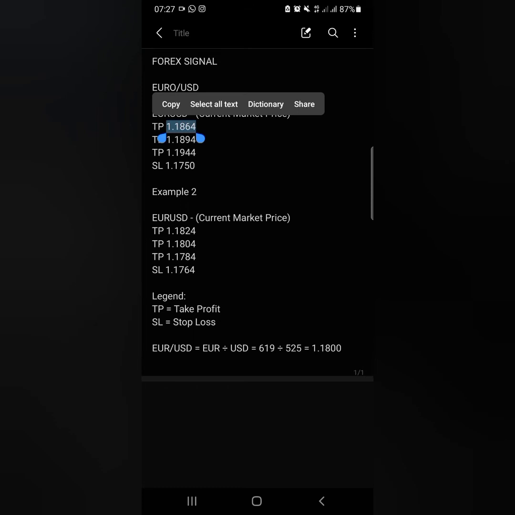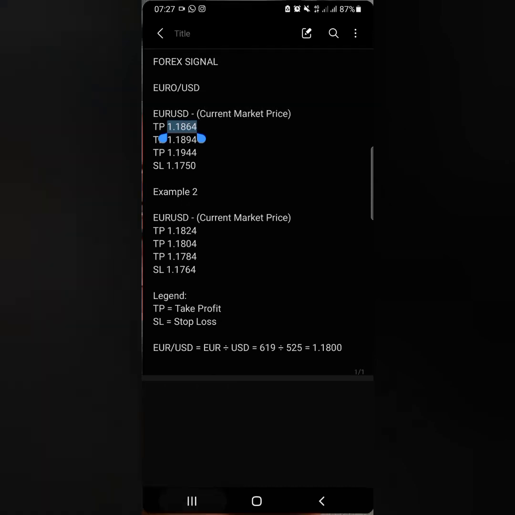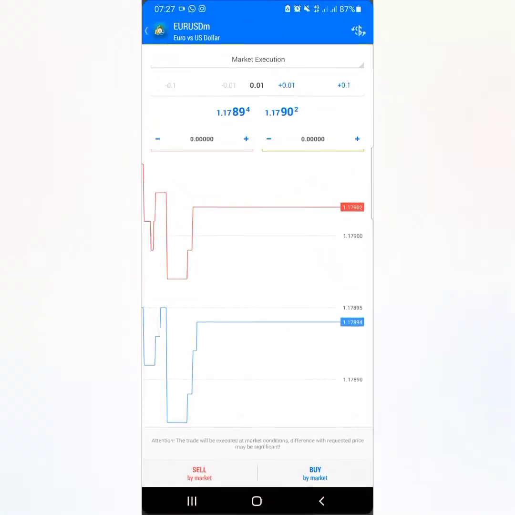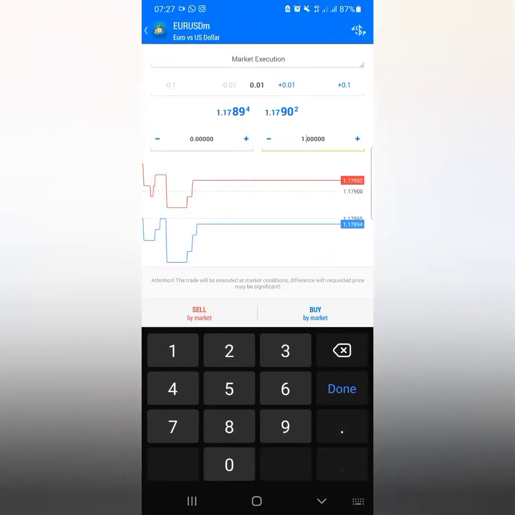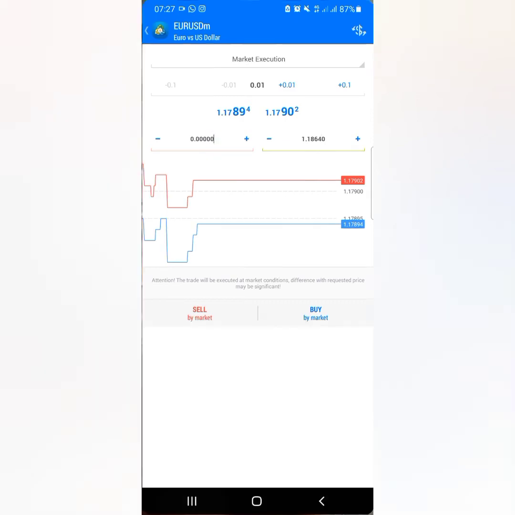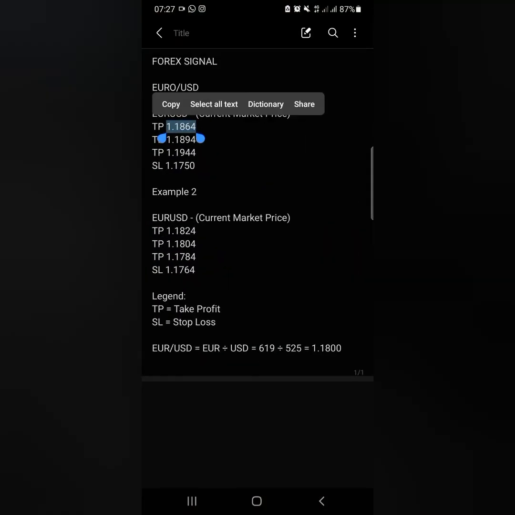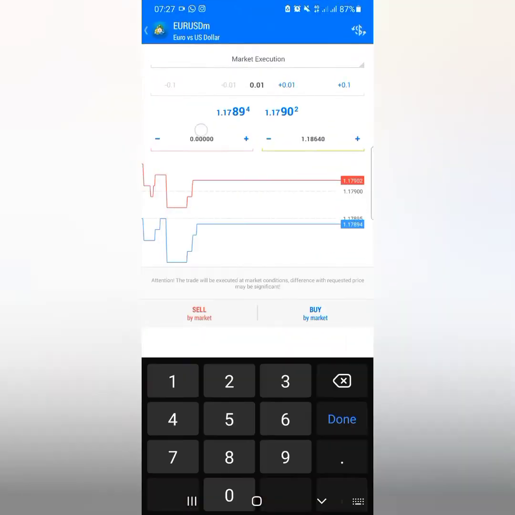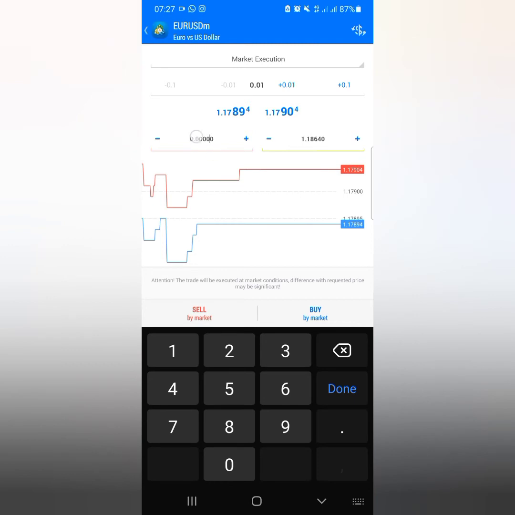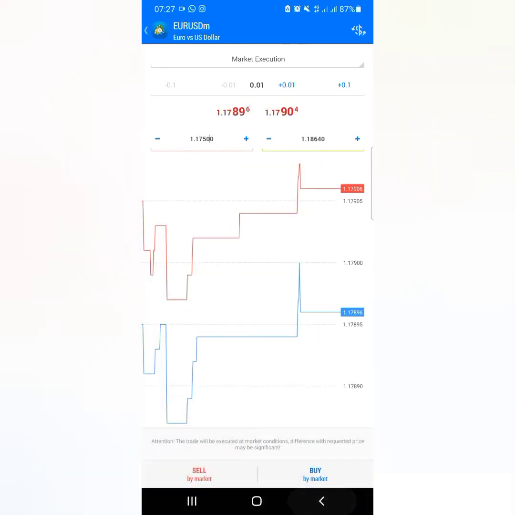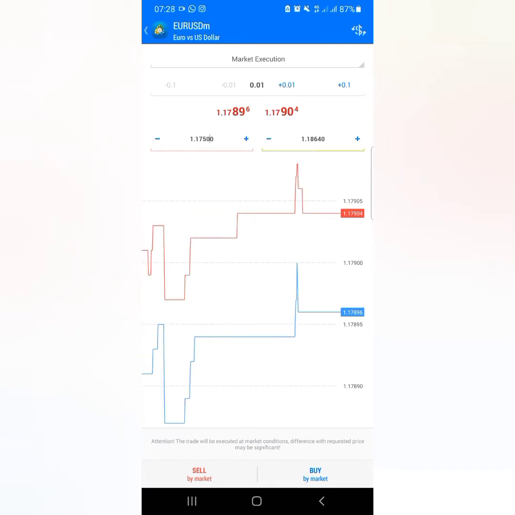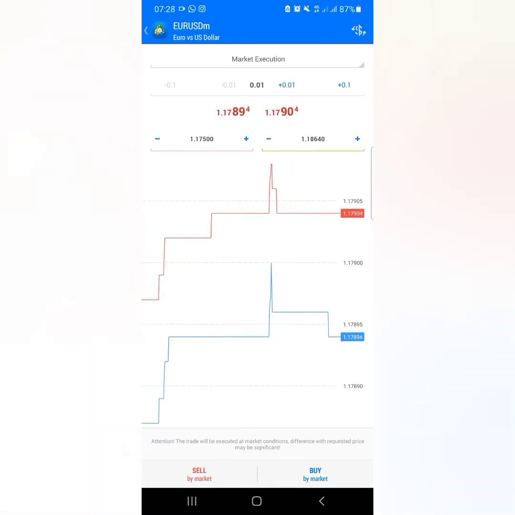So I'm going to just take the first take profit value, which is 1.1864. So I'm just going to go back to this and type 1.1864, and stop loss is 1.1750. So that's it. Remember, it's a buy order, right?